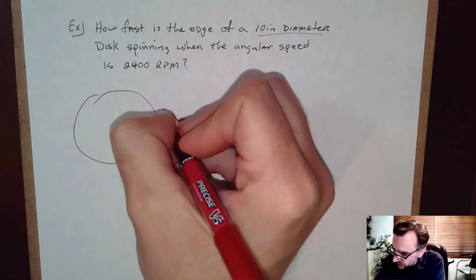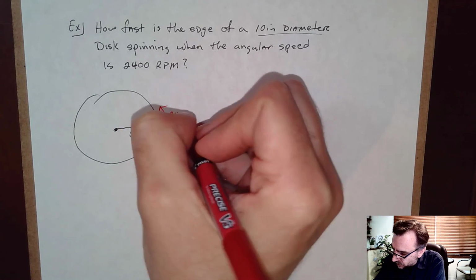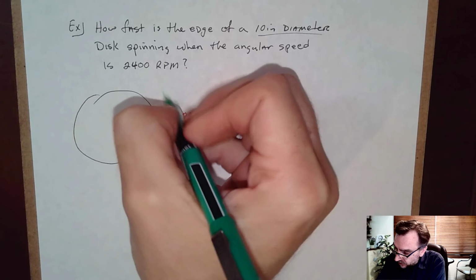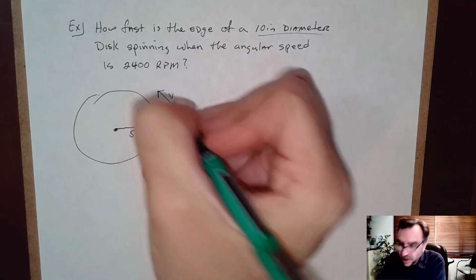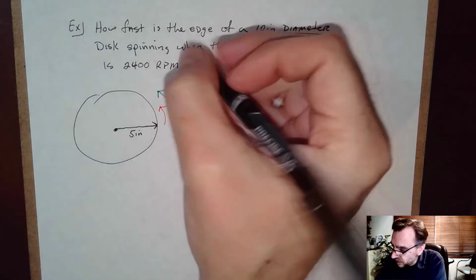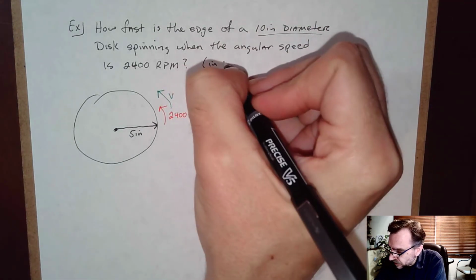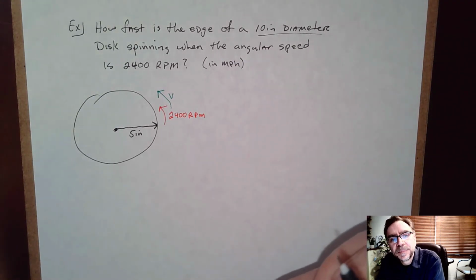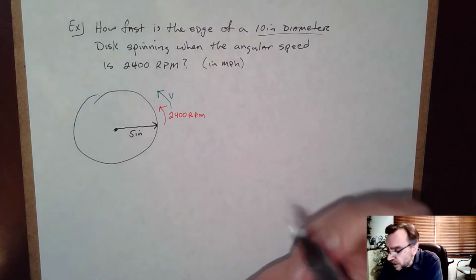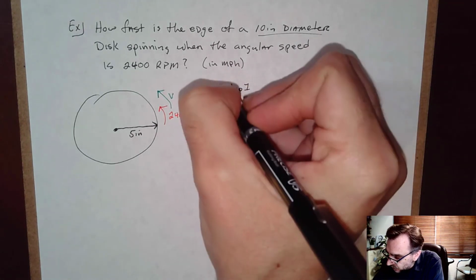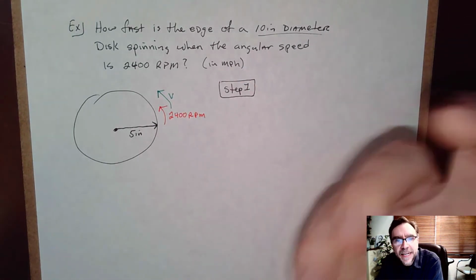All right, and so this thing is spinning at 2400 RPM, and we want to figure out the linear speed of the edge of the disk. Right? How fast is it going? Typically, they'll also want the answer in miles per hour, and we'll do the conversion there at the end. Okay, so to answer this question, again, your step one is to convert your RPM into radians.